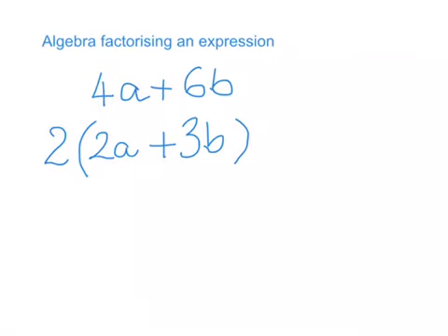And I can check this, because factorisation is the inverse of multiplying out the brackets. So I'm thinking, well, that 2 multiplied by 2a does give me the 4a, and that 2 multiplied by the 3b does give me that 6b. So I'm happy that I have factorised that expression. And in this case, that 2, not only was it a common factor, it was in fact the highest common factor of those terms. So there's no further factorisation that can be done on this expression.